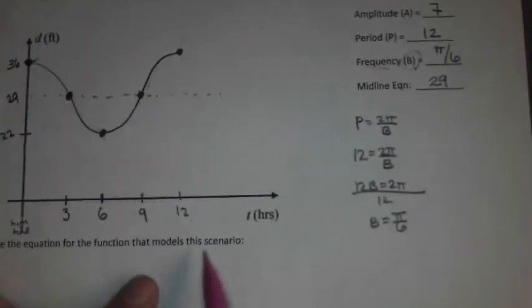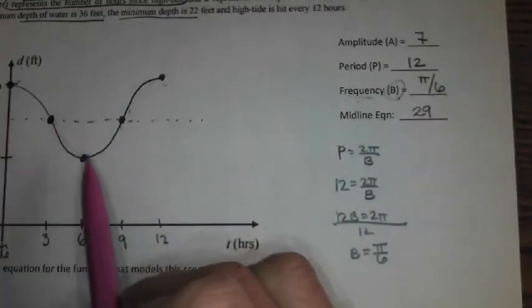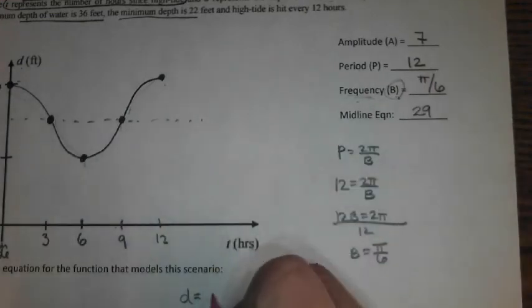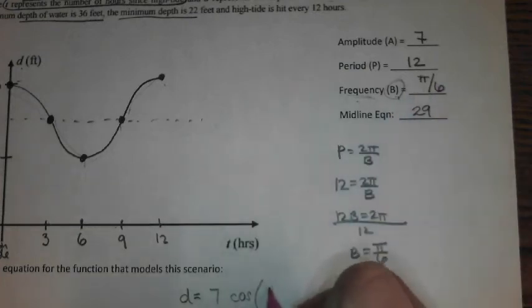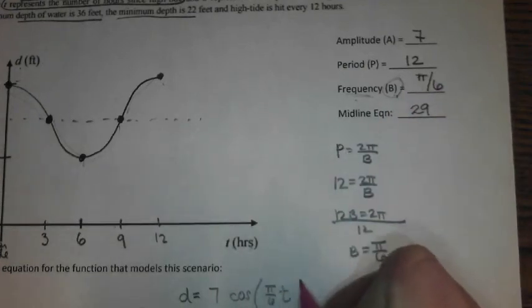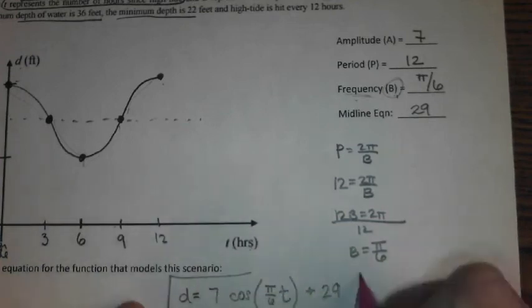So to write this equation, it's D equals your A, it's a positive cosine, correct? So your A is just that positive 7. Our cosine of BT, which is pi over 6T, plus our C is plus our midline of 29.